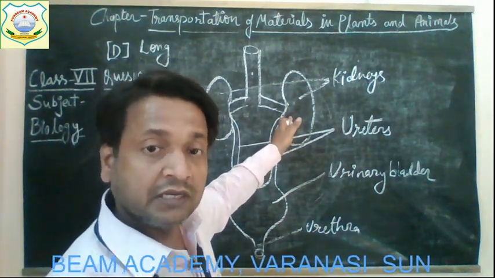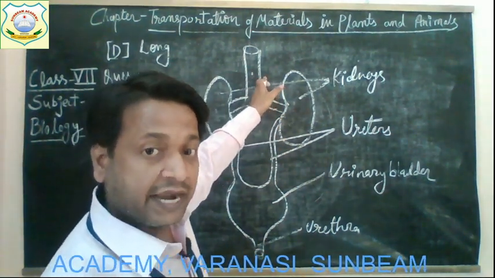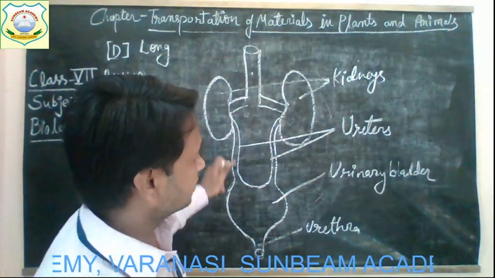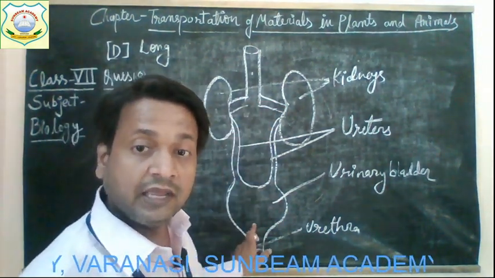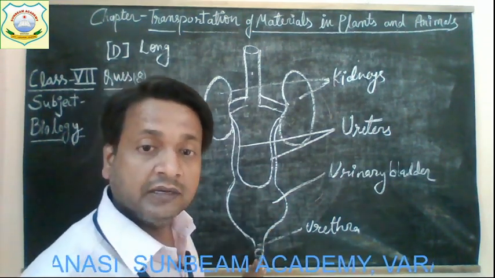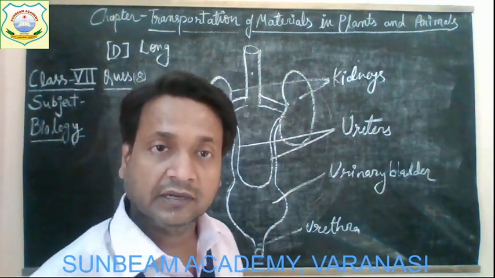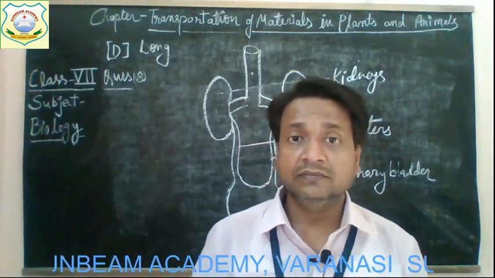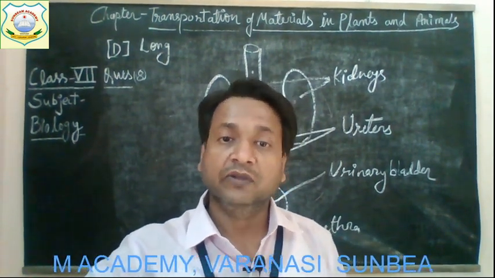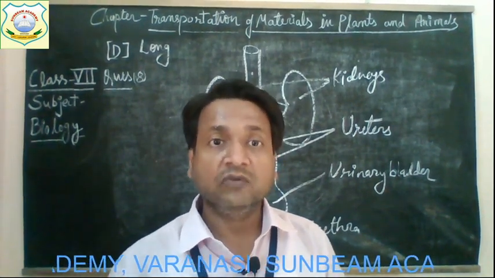After separation, the pure blood moves back into the blood vessel, and the filtered-out urine moves through these ureters and gets collected in the urinary bladder. From this urinary bladder, the urine passes out from the body from time to time through the urethra. All right, children, this is the diagram of the urinary system of human beings. I hope that you understood.